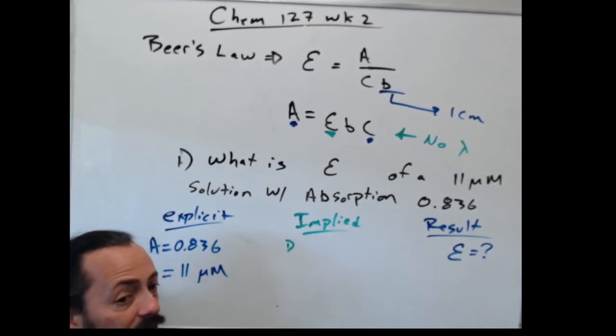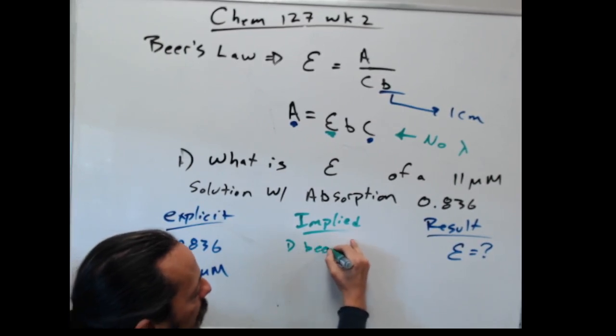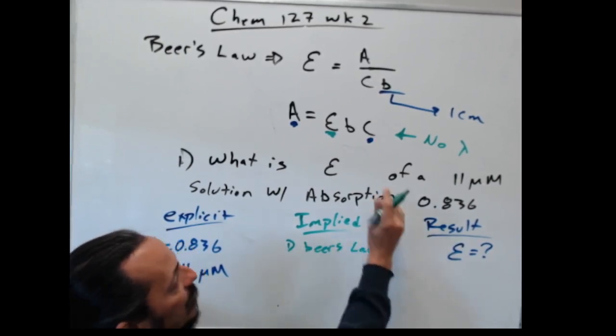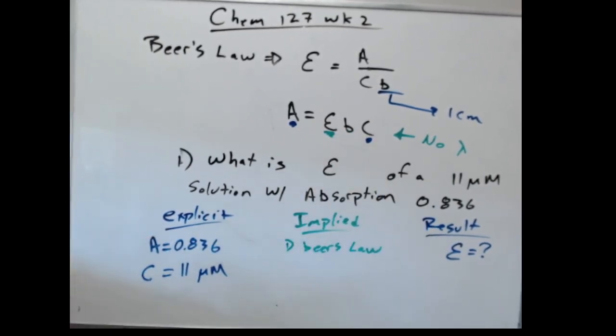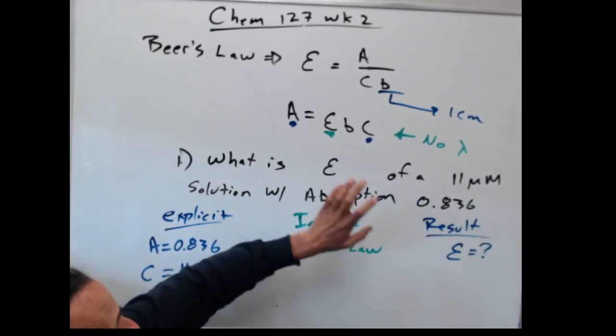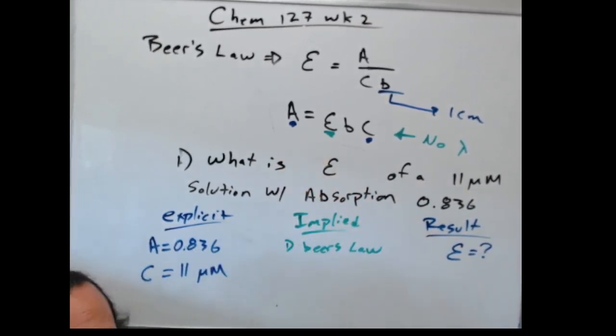Thing number one that they assume we know is Beer's law. Just the fact that we're using that equation is part of something they assume. And the fact that we say concentration, molar absorptivity, and absorption, those are all hints. None of it says Beer's law, but those are all things that lead us to think, oh, it must be Beer's law. That's what is implied.